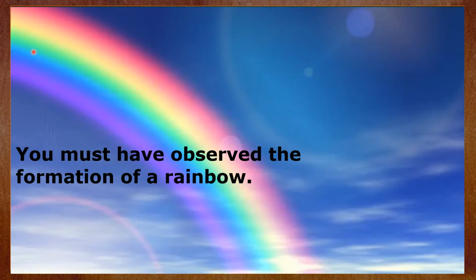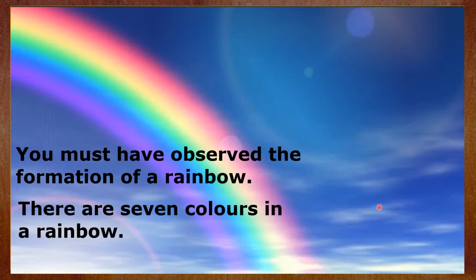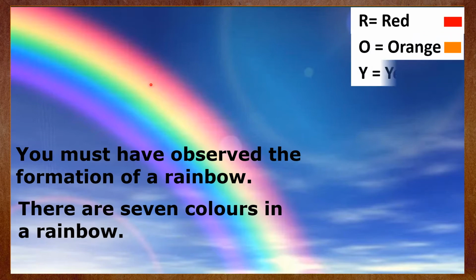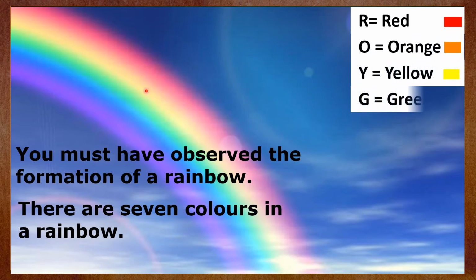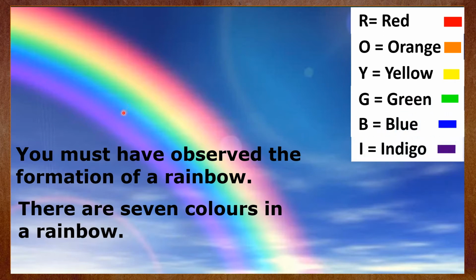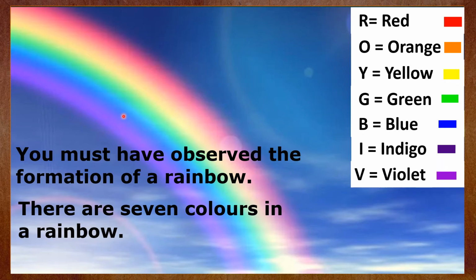You must have observed the formation of a rainbow. See here, this is a rainbow. So how many colors do you find in it? There are 7 colors in a rainbow. See here, what are they? Red, orange, yellow, green, blue, indigo, and violet colors.